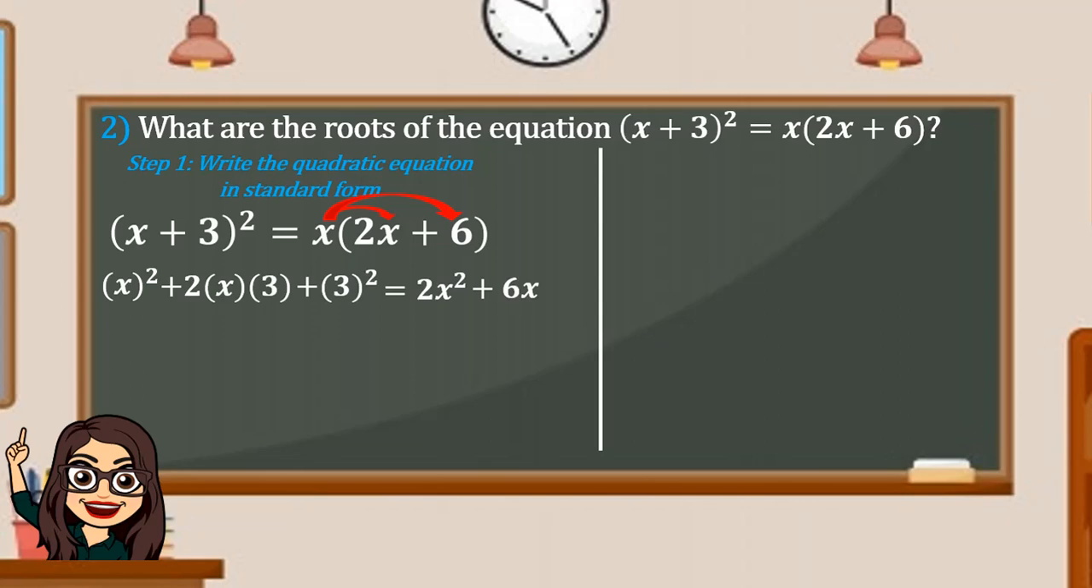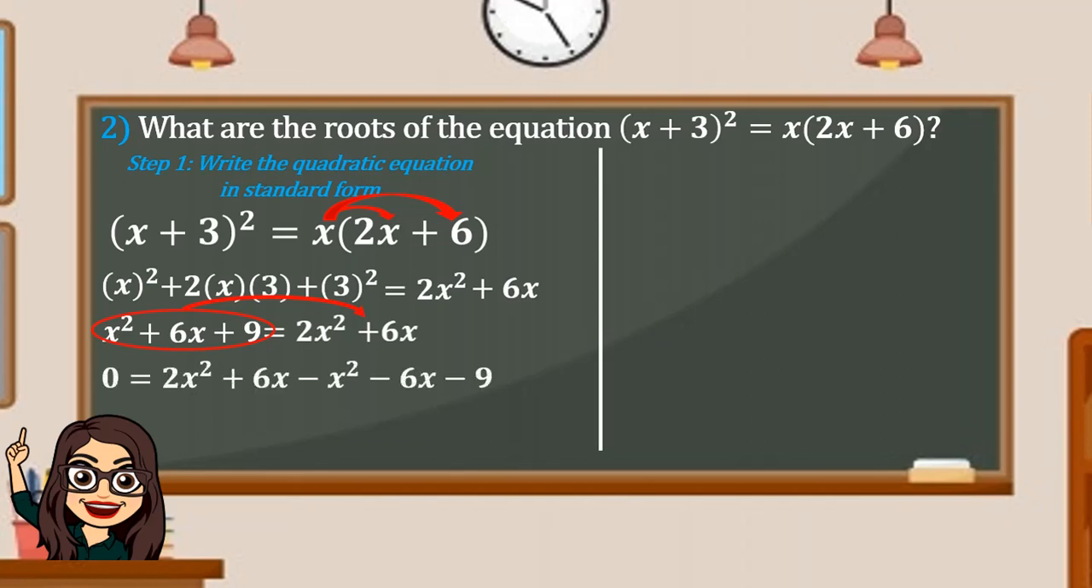And then let's simplify. X squared is x squared. 2 times x times 3 is positive 6x. Then 3 squared is positive 9. Then we will copy positive 2x squared plus 6x. Next step, transpose x squared plus 6x plus 9 to the right side. We have now 0 equals 2x squared plus 6x minus x squared minus 6x and minus 9.